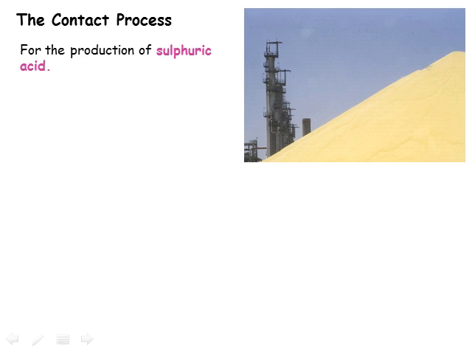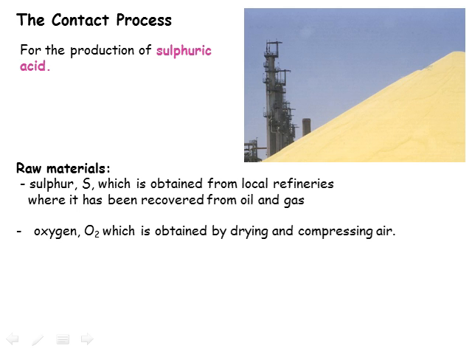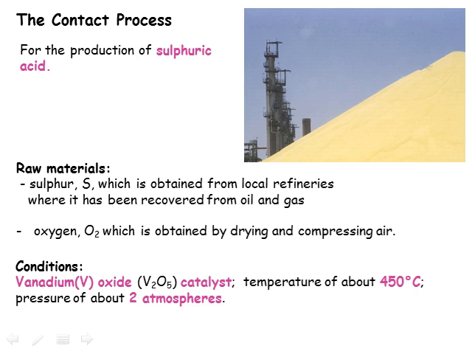Another industrial process which depends on controlling an equilibrium reaction is the production of sulphuric acid in the contact process. The raw materials are sulphur, which is obtained from petrochemical refineries after it's been extracted from oil and gas as a waste product, and oxygen, which is obtained from the air. The reaction is carried out at 450 degrees C and a pressure of 2 atmospheres, using vanadium 5 oxide as a catalyst.